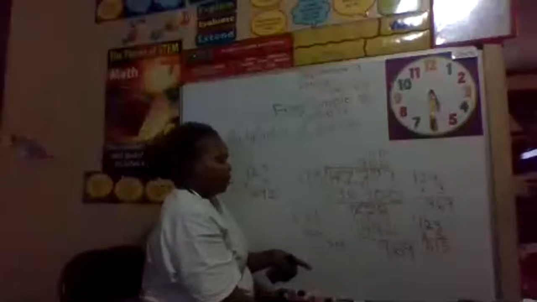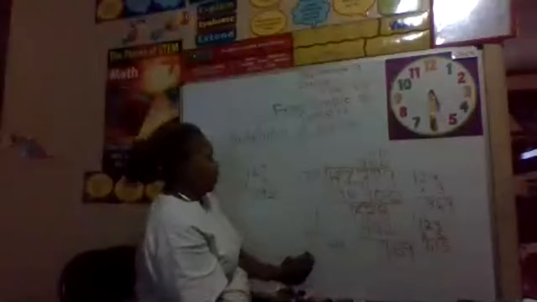100. What are we going to try? 9. Why are we going to try 9? Because there's 900. So let's go on and try 9 and see if it's going to work, because we're dealing with hundreds. So let's go on and try 9 because we have 900. All right? Are we ready?